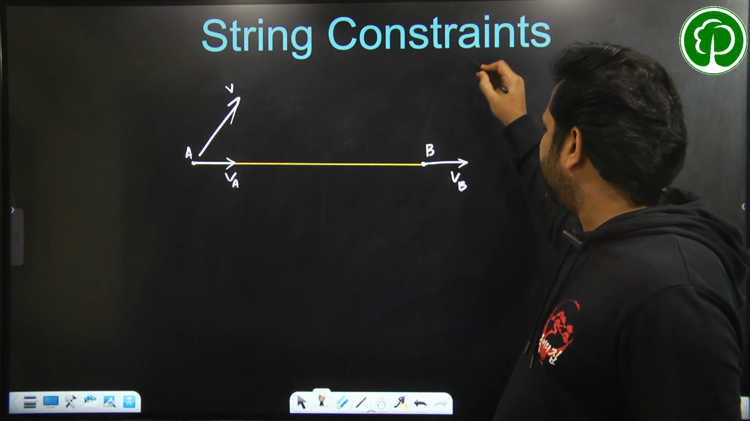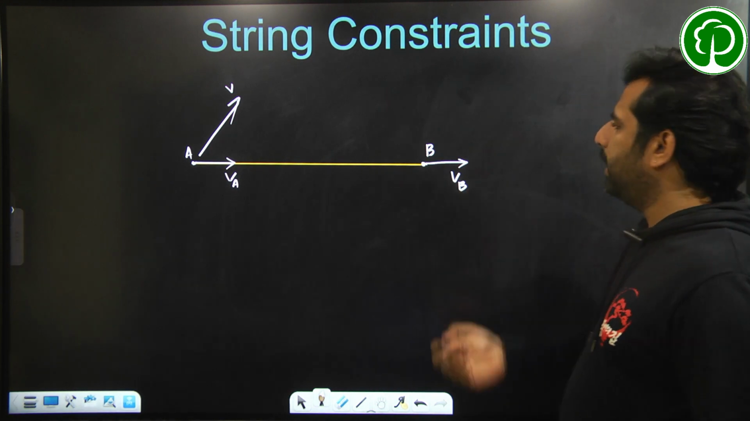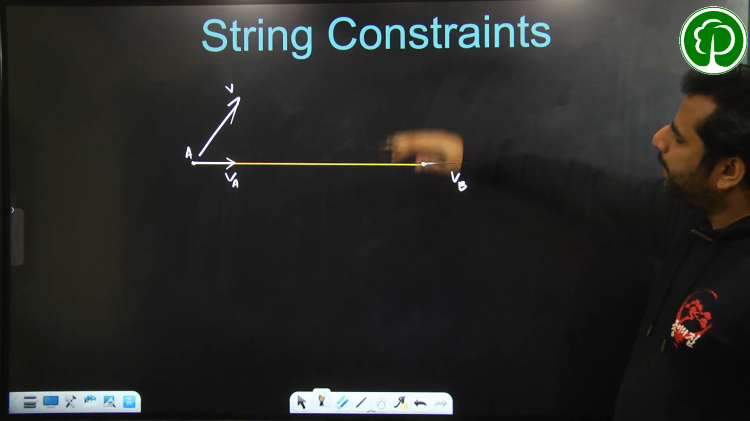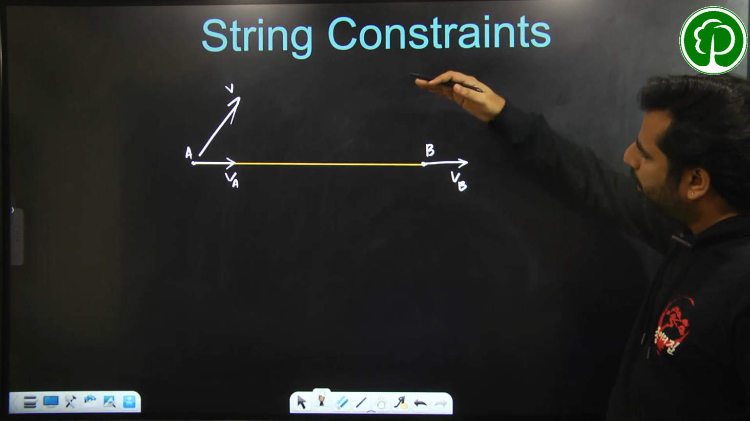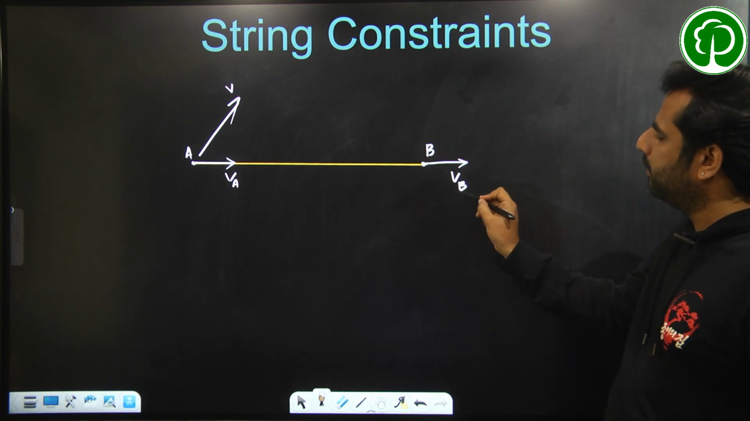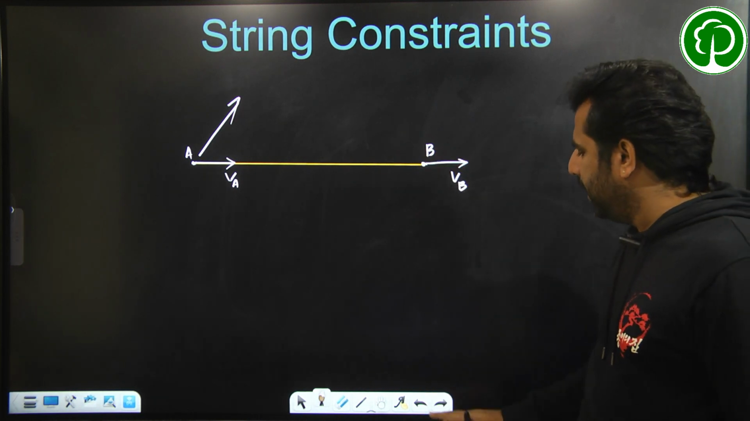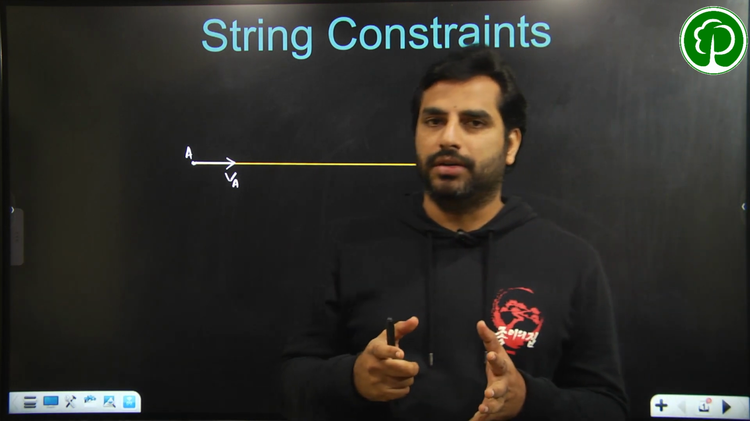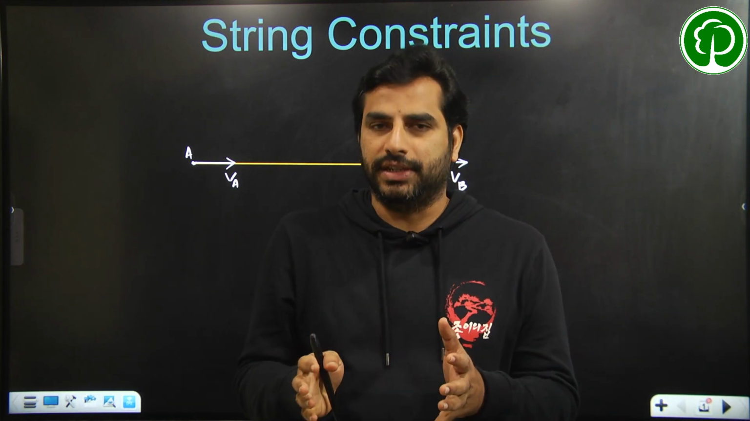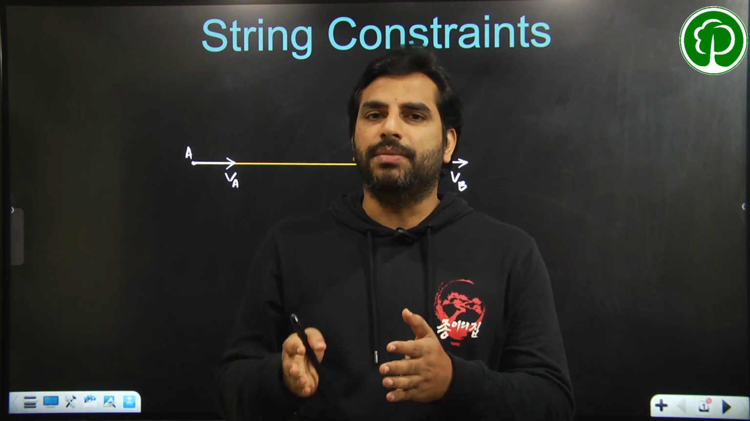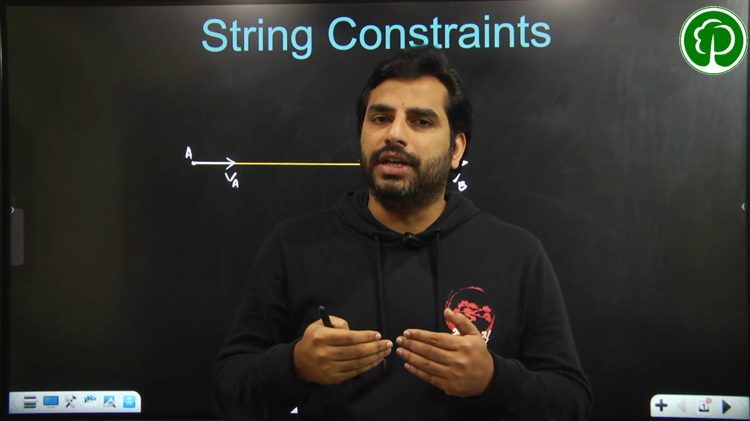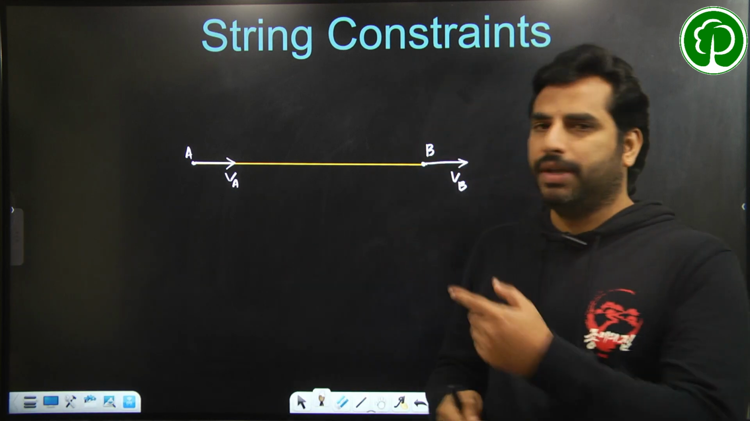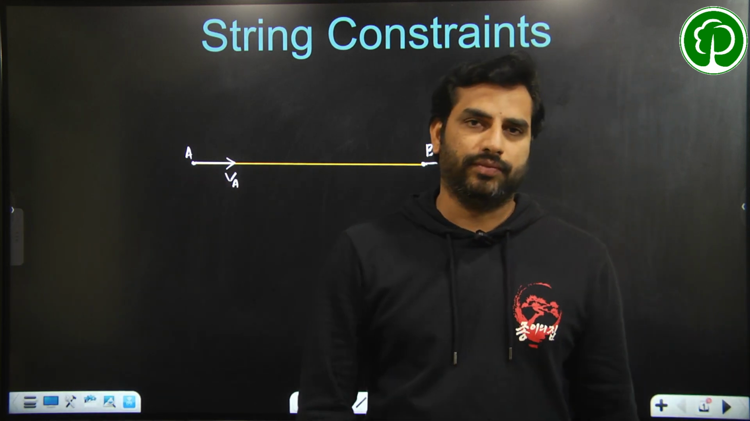Similarly, B can have different velocity in different direction. The component of velocity of point B along the length of the string, I am naming it as VB. So basically VA and VB are the velocity components of points A and B, not the total velocities. VA and VB are the velocity components of points A and B along the length of the string.